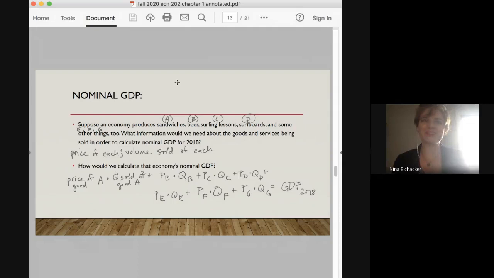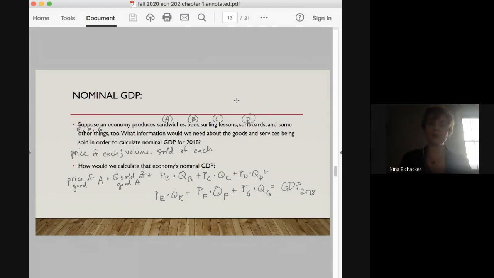Suppose we have an economy that produces sandwiches, beer, surfing lessons, surfboards, and some other things too. For simplicity's sake, we're going to call sandwiches good A, beer good B, surfing lessons, which is technically a service, we're going to call C, surfboards are D, and some other things too. Just to keep this really simple, we're going to say there are only three other things, and we're going to call them E, F, and G.